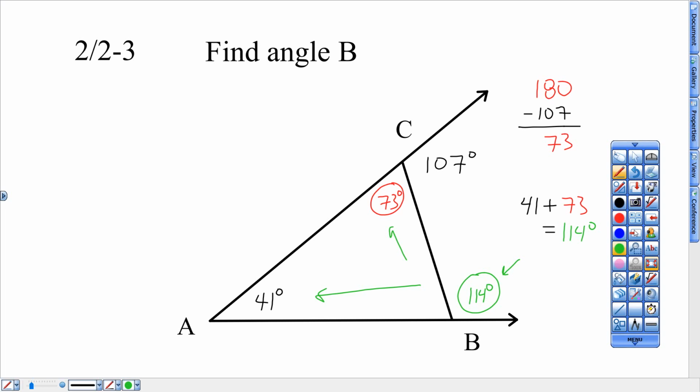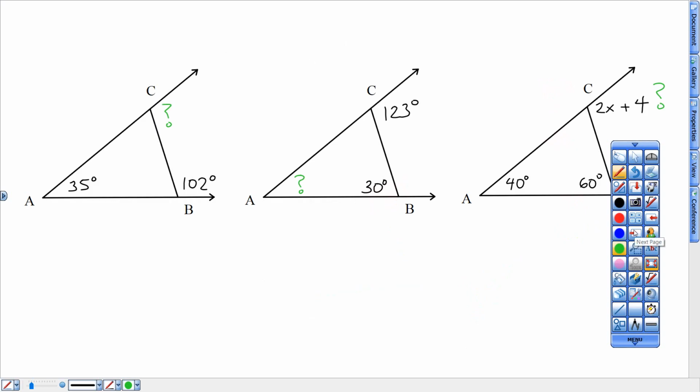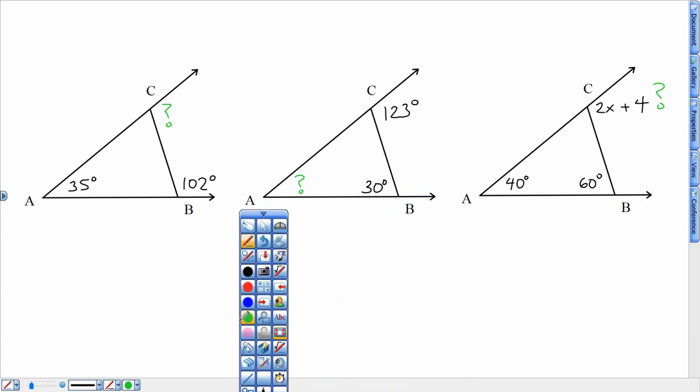So for these problems right here, first word is wave. Wave. For this problem, we're mixing it up a little bit. We're giving you a different outside number and a different outside angle to find. So for this problem, I'm not looking for this angle. I'm looking for the angle next to 102.